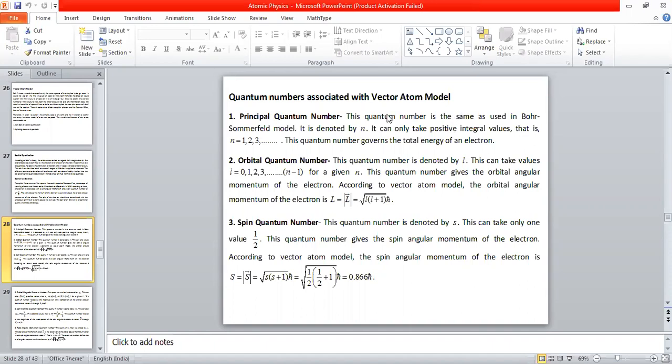The thing is, in the case of your vector atom model, there are several quantum numbers associated with the vector atom model. So let us try to understand these quantum numbers one by one. We shall try to name them, give the physical significance, and also give the possible values that these quantum numbers can take. The first quantum number associated with the vector atom model is the same old principal quantum number. What is the principal quantum number n, small letter n, that we use in the case of Bohr's theory? The same quantum number also comes here, and it is also named the principal quantum number.